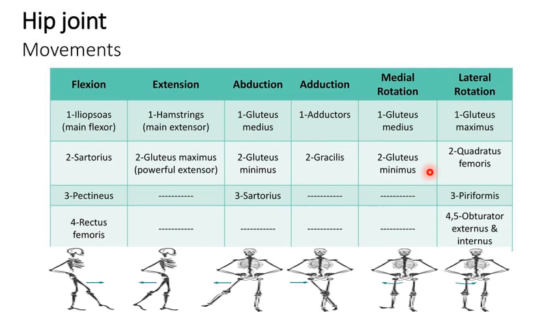And the psoas major, when the foot is on the ground, is a medial rotator, and when the foot is off the ground, the psoas major is a lateral rotator. And the lateral rotation is done by the gluteus maximus mainly, and with the muscles which are under cover of the gluteus maximus, which are all the lateral rotators: the quadratus femoris, piriformis, obturator externus, internus, with the superior and inferior gemelli muscles.